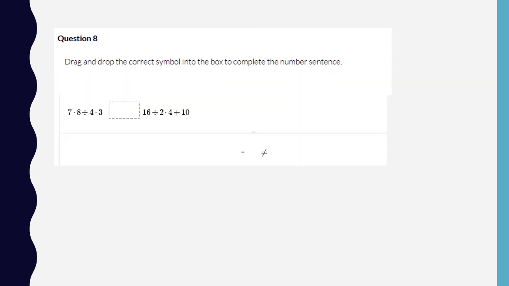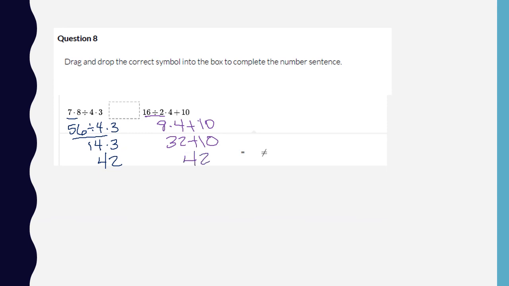Okay, number 8. I'm going to do multiplication and division left to right. So I've got 7 times 8. That's 56. Divided by 4. So left to right, remember. 56 divided by 4 is 14. Times 3. That's 42. So now I'm going to go to the right side. And I'm going to look over here. 16 divided by 2 is 8. Times 4 plus 10. So 8 times 4 is 32. Plus 10 is 42. So this one is equal.